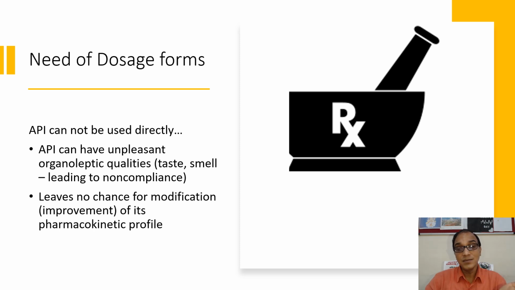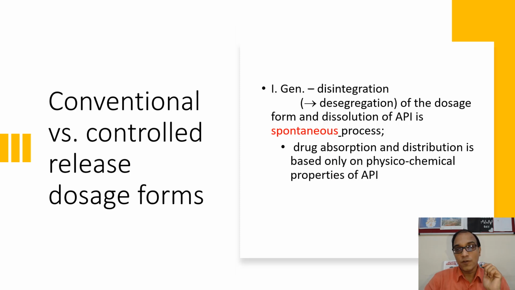Some other reasons, you can say that API can have unpleasant organoleptic qualities like taste, smell that lead to non-compliance. They leave no chance for modification, especially when there is a need of improving the pharmacokinetic profile. You cannot change the pharmacokinetics until you are preparing a dosage form.